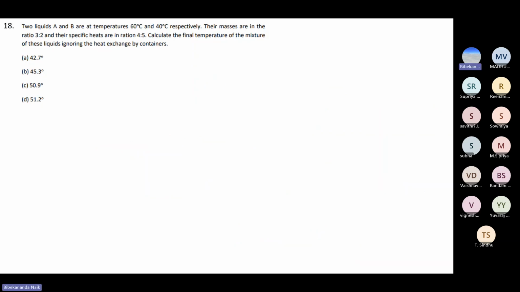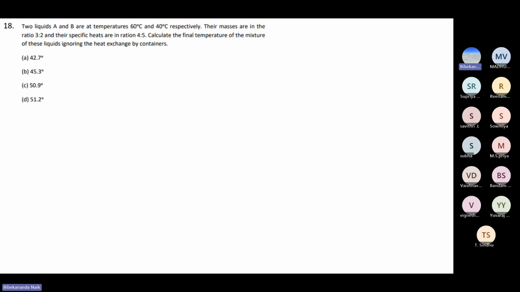So let's solve the next question. The question says two liquids A and B are at temperature 60 degrees and 40 degrees respectively. Their masses are in the ratio 3:2 and their specific heats are in ratio 4:5. Calculate the final temperature of the mixture of these liquids, ignoring the heat exchanged by the containers. So we will use the same formula, that is heat gained equals heat lost.